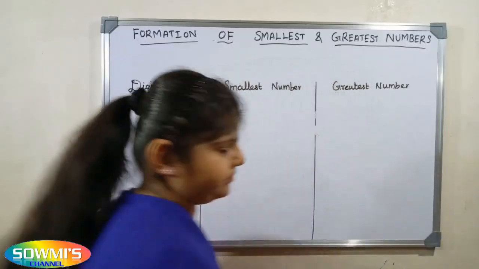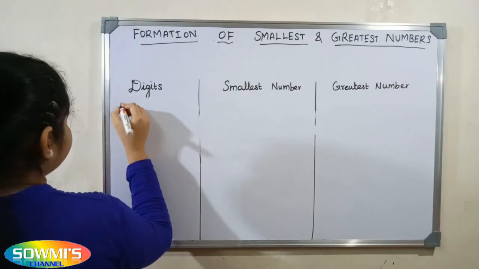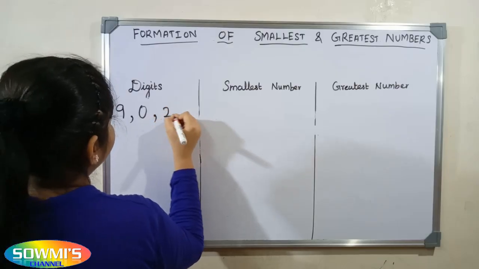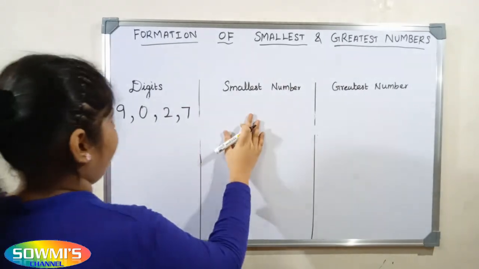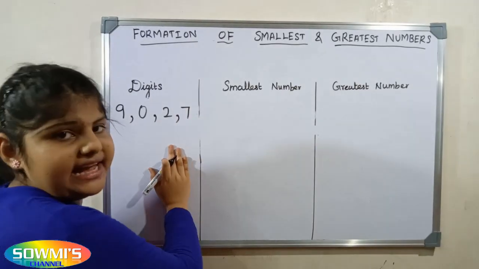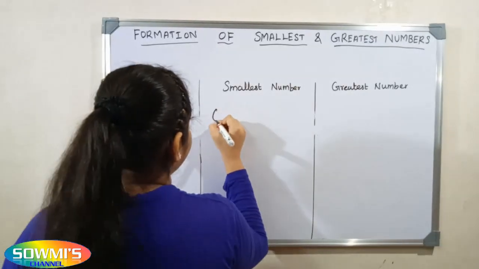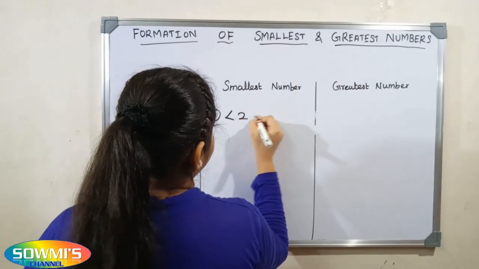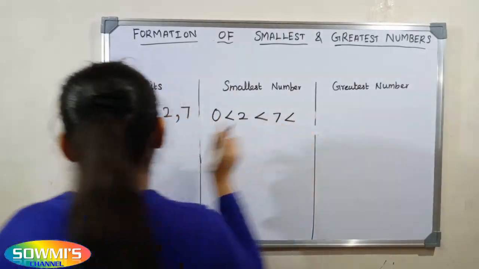For example, we can take 9, 0, 2, 7. Now we will form smallest number. To form smallest number, we have to arrange these digits in ascending order. Here the smallest digit is 0. 0 is less than 2. 2 is less than 7. And here the greatest digit is 9.